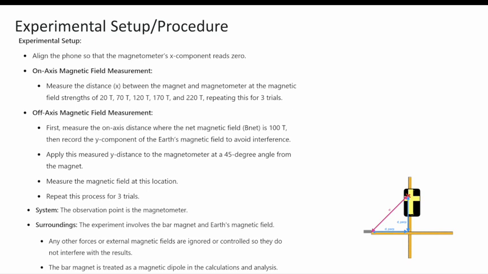The off-axis field measurement was as follows. We applied this measured y distance to the magnetometer at a 45-degree angle from the bar magnet. We measured the magnetic field at this location and we repeated this process for 3 trials.